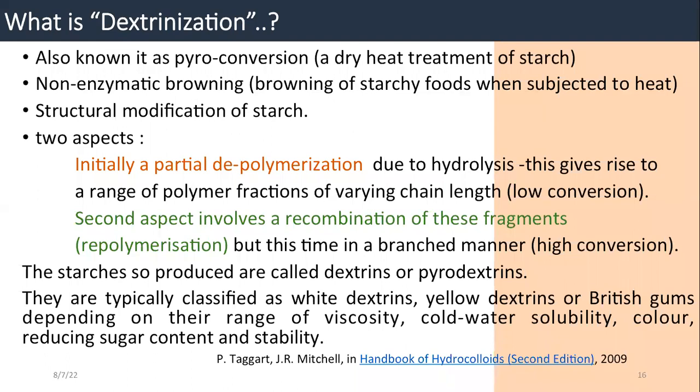So dextrinization, actually, this is a different new term. You may have heard this term. It is very common in food processing technology. Dextrinization means a type of browning. There are browning reactions, enzymatic browning and non-enzymatic browning. You are familiar with enzymatic browning.